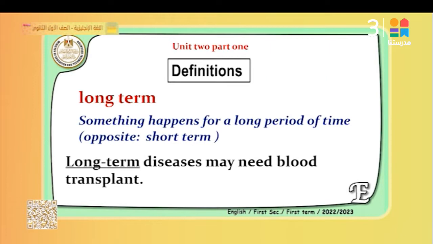We have the word long term. What does it mean, long term? It means something that happens for a long period. So when I say long-term disease, means a disease which will last for a long period. It will not only be there for a short time, but it will be there for a long time. So long-term disease means it needs to be going for a long time. People who suffer from long-term disease may need blood transplant. ممكن يبقوا محتاجين نقل دم, blood transplant.